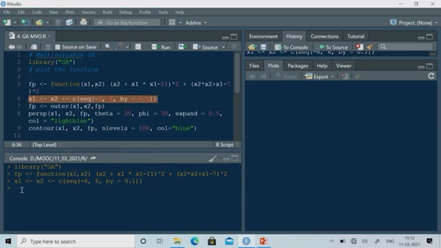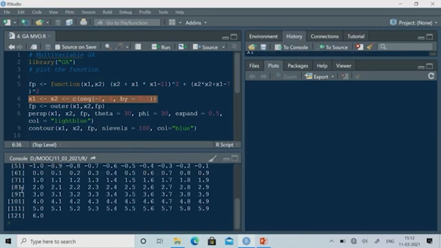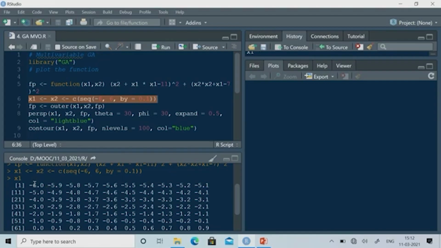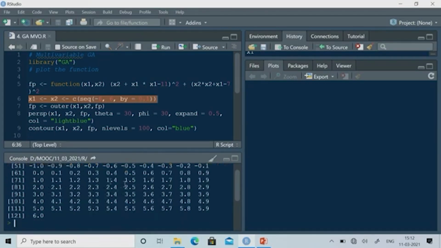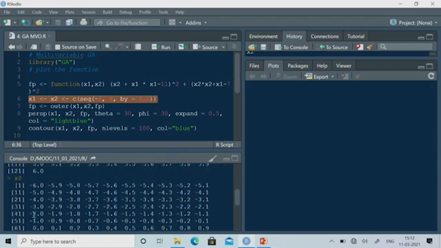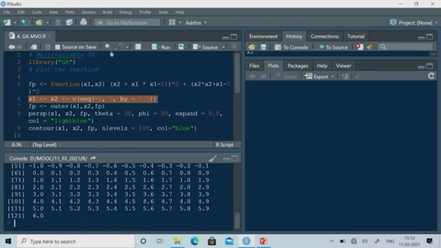Now if you want to see what x1 is, these are the x1 values. You can see that it runs from minus 6 to plus 6 at an interval of 0.1. Similarly, x2 also I can see. This is the x2 value, from minus 6 to plus 6.